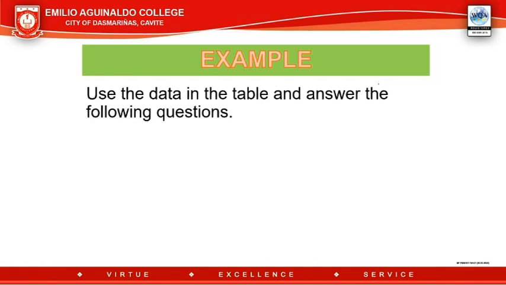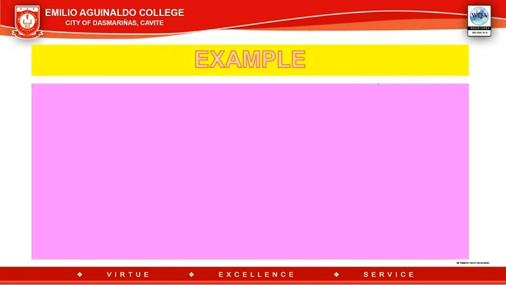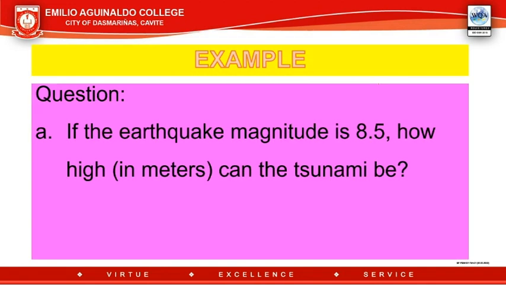Okay, example also, use the data in the table and answer the following questions. So this will be our data: earthquake, magnitude, and the maximum height in meters. Siyempre, the higher the magnitude of the earthquake, the higher also the tsunami that it can produce. So now let's proceed to the problem. If an earthquake magnitude is 8.5, how high in meters can the tsunami be?